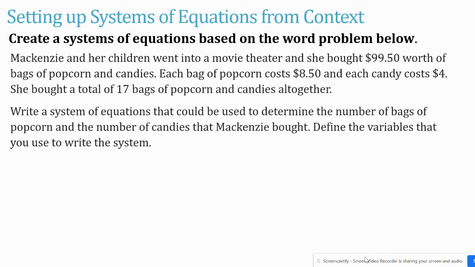Define the variables that you will use to write the system. So that's going to be the first thing that we do. We're going to identify the two things that we're talking about here and give them variables. And remember, a variable is a letter that represents an unknown number.